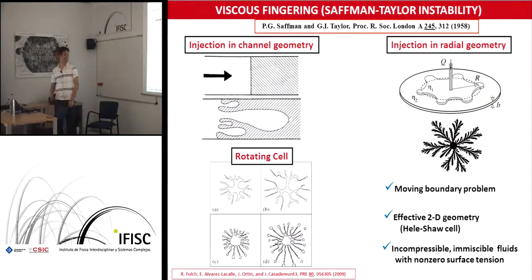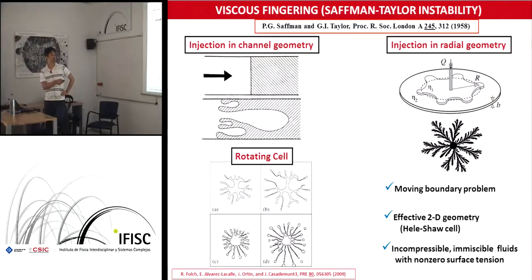All right, so if you inject the other way around, if you inject water into oil, you don't have this instability. The interface would be stable in the inverse situation. This is the so-called rectangular geometry. And this is what we call the radial or circular geometry.